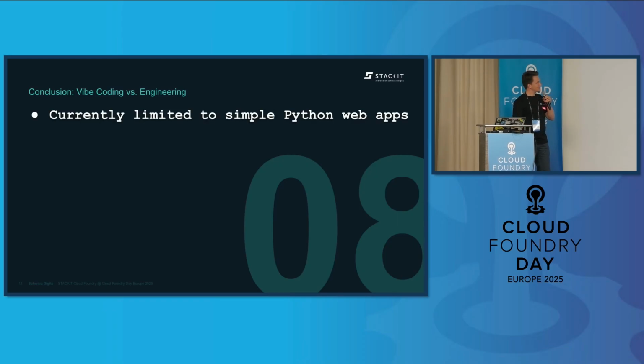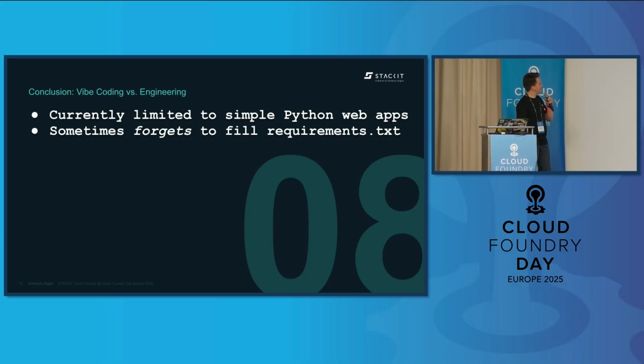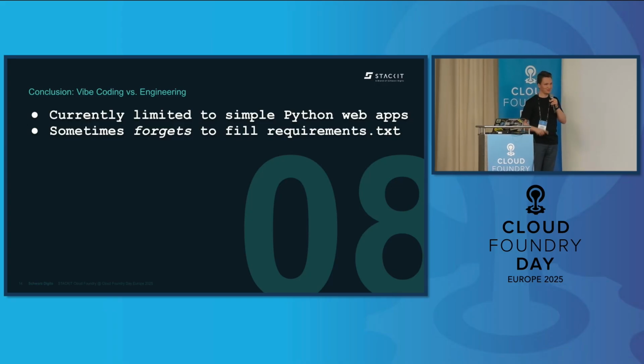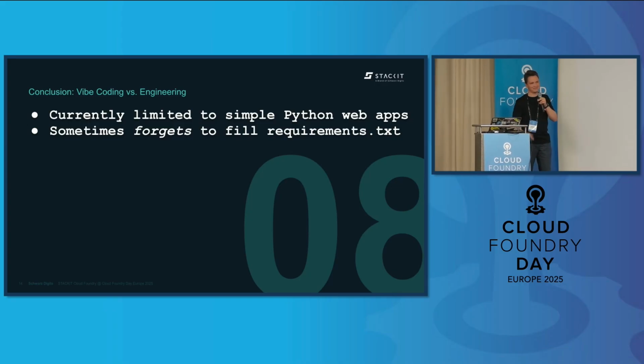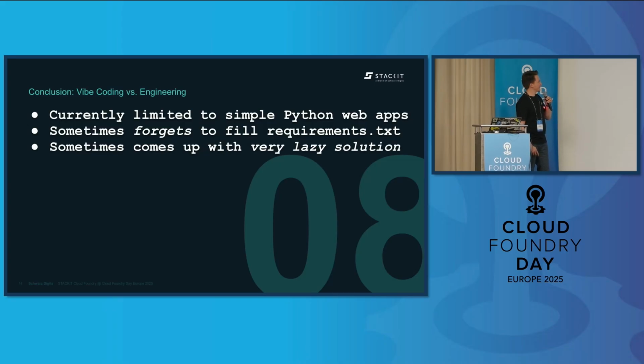All right, so conclusion, and finally releasing you to the coffee break. It is very limited, at least this buildpack, to simple Python web apps. It sometimes forgets to fill requirements.txt, which is really annoying and frustrating, even though the embedding prompt mentioned it multiple times: if you use a module, put it there. But I don't know, maybe Ollama is not that good. Then it sometimes comes up with very lazy solutions.